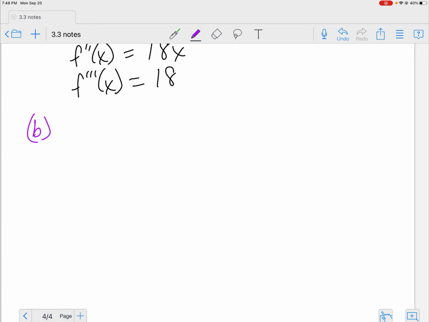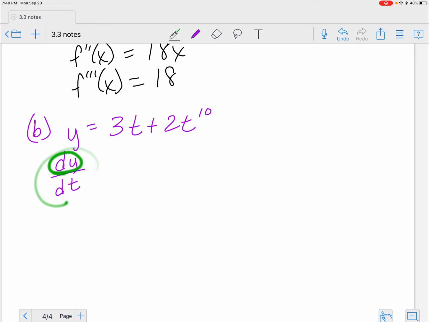Now I'm going to show you some different notation. What if I start here with y is equal to 3t plus 2t to the 10th? We're still going to go for the third derivative. All right, still the third derivative. But I'm going to do dy dt because I want you to see multiple notations. So I'm taking the derivative of y with respect to t. So there's my y, and then t is the variable, and that's what goes on the bottom. So my first derivative would be 3 plus 20 t to the 9th, right?